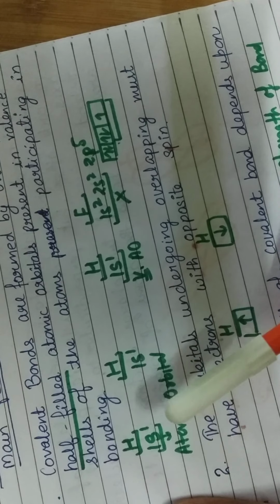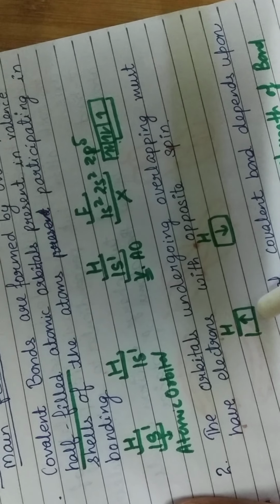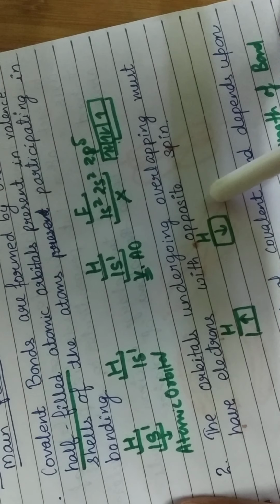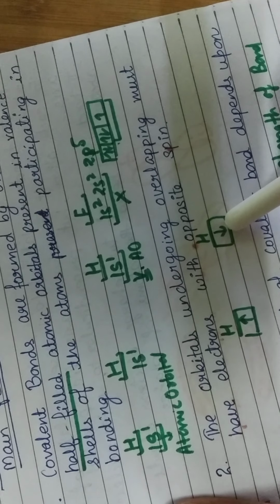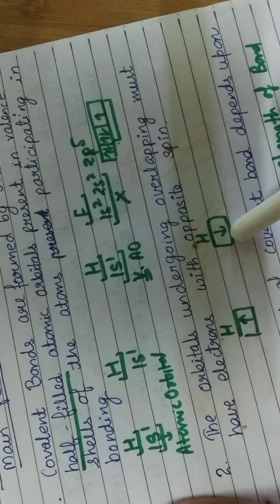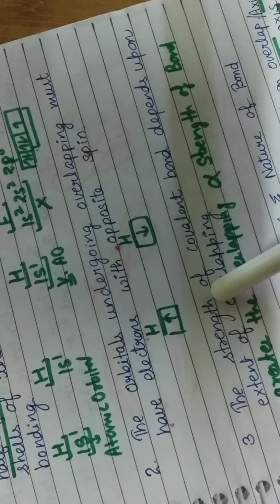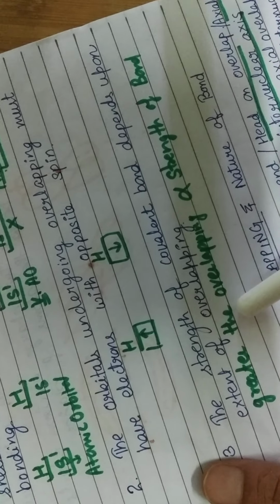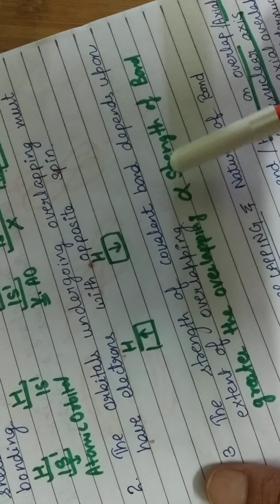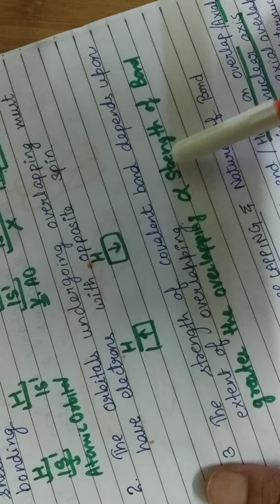If we take the example of the hydrogen molecule, in the first hydrogen, if the electron is moving clockwise, then in the second hydrogen atom, it will be moving anti-clockwise. So these two orbitals will overlap. Then the third feature is that the strength of the covalent bond depends upon the extent of overlapping. The greater the overlapping, the greater the strength of the bond. So that is directly proportional.